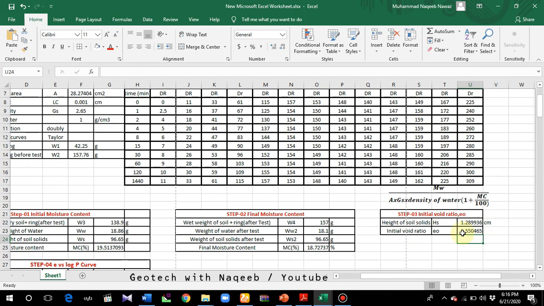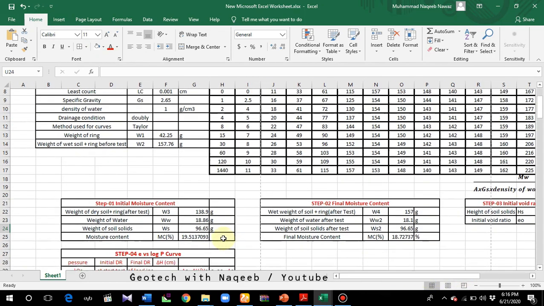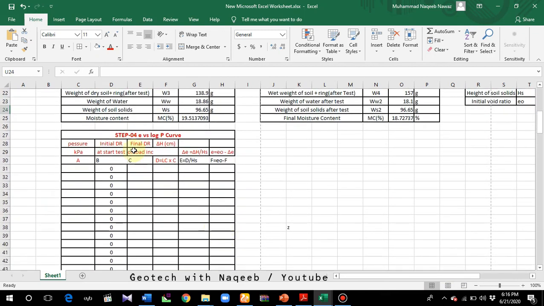So step 3 is finished. Now we'll find out step 4, that is the e versus log p curve. We draw the e versus log p curve and we find out Cc, that is the coefficient of compressibility, or compression index, or swelling index, and then recompression index basically. Sorry, it is the compression index. So here we have pressure in column A. So I will select by applying this formula.